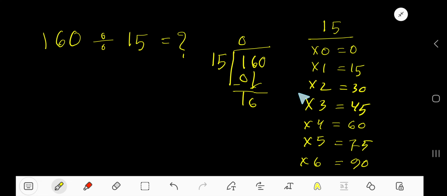15 goes into 16 how many times? 2 times is 30, which is greater. So 1 time. 1 times 15 is 15. Subtract, you are getting 1. Bring down the next 0.